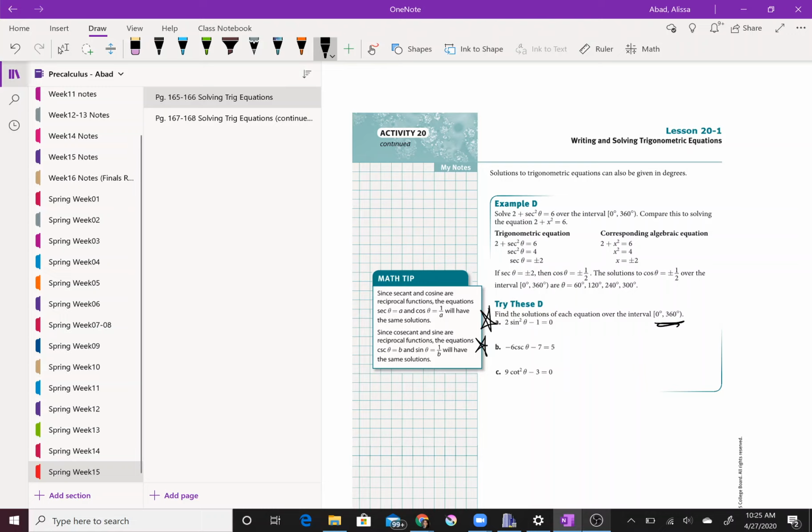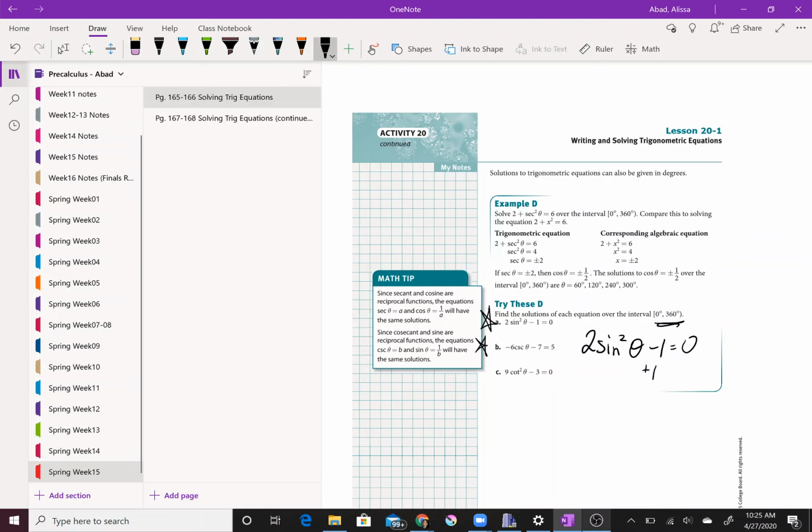I'm just going to, again, aim to get just sine by itself first. So I should add 1 on both sides. I have 2 sine squared theta equals 1. And then I need to divide by 2 on both sides here. Now in here, I have sine squared of theta equals 1/2.